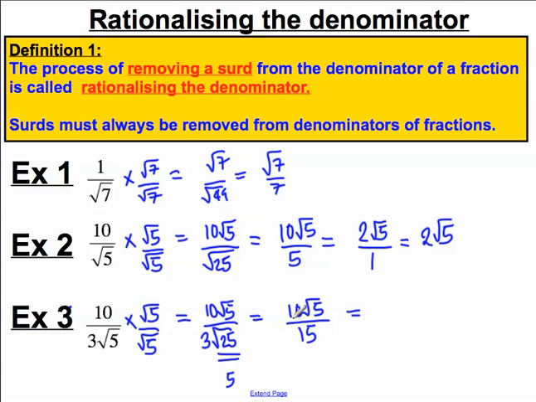Now ask ourselves, what divides into 10 root 5 and 15? Well, 5 does. 10 root 5 divided by 5 leaves me with 2 root 5. 15 divided by 5 leaves me with 3. And this is the simplified version and the rationalised version of this particular fraction.